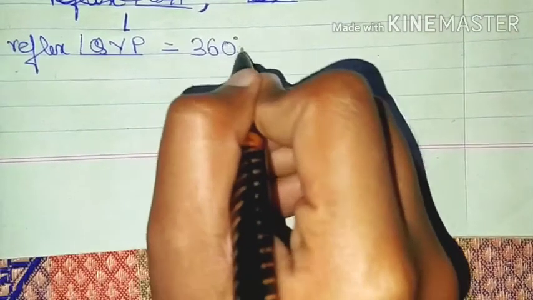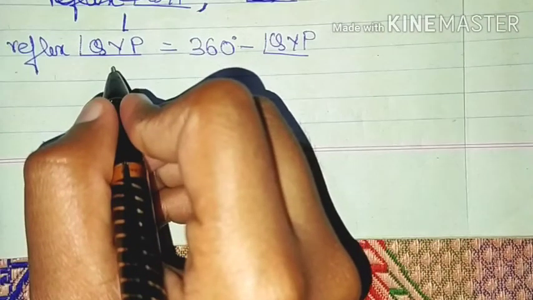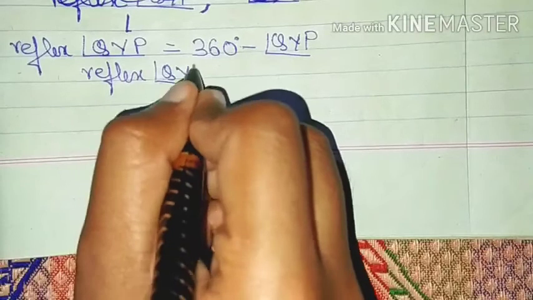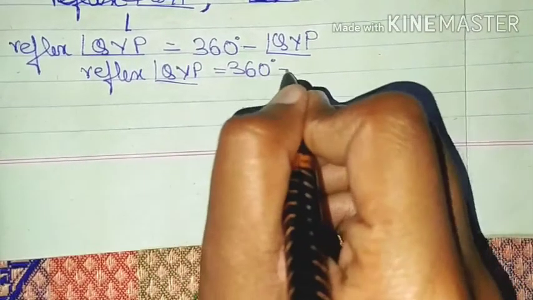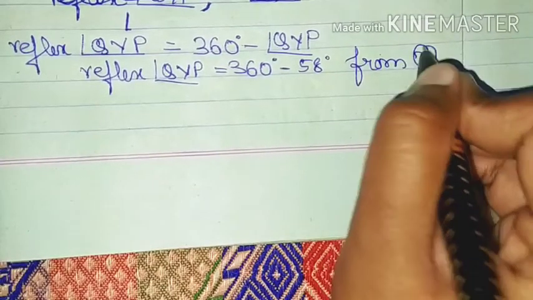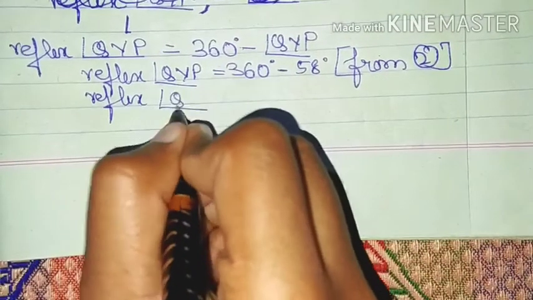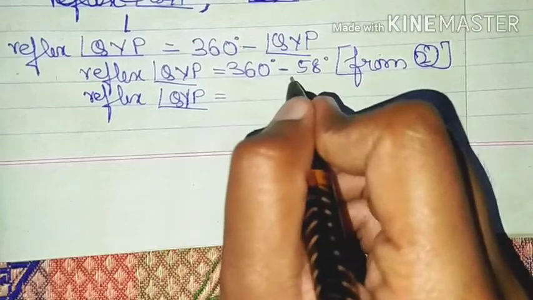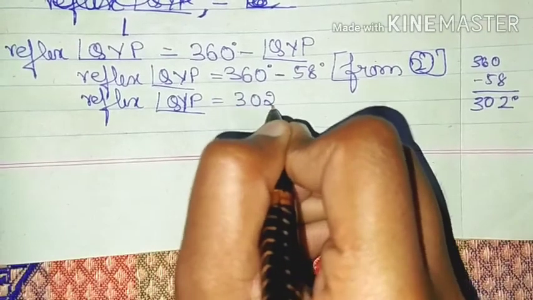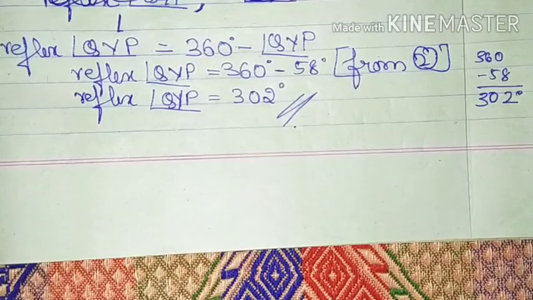To find reflex angle QYP, all we have to do is subtract angle QYP from 360 degrees. So 360 degrees minus angle QYP. You know that angle QYP is equal to 58 degrees, from equation 2. So reflex angle QYP is equal to 360 degrees minus 58 degrees, which is 302 degrees. This is the required solution for the given question.